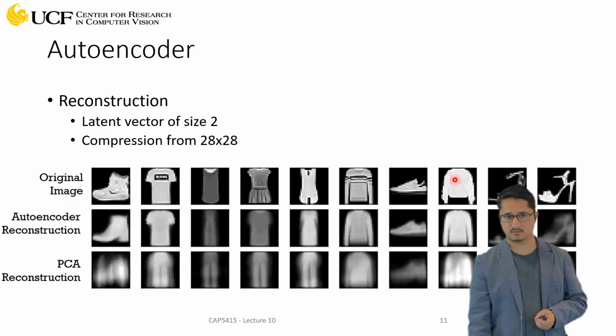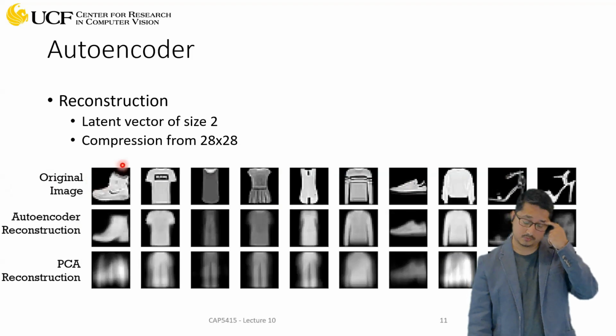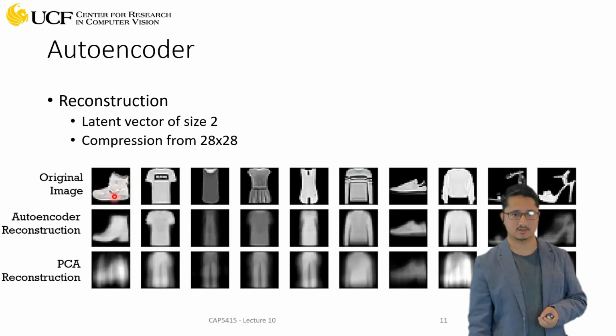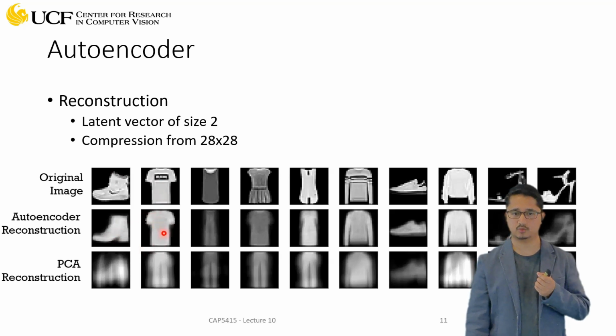The top row is your original image. Then you train your autoencoder using these images where the latent code is just 2 values. And the second row is showing you the reconstructed images. You'll be amazed that just 2 values are capturing all the information you have for this shoe, and it's able to reconstruct it. These are 28 cross 28 pixels, which means just 2 values are sufficient. In this case, you can see the shape is completely preserved by just using 2 numbers.